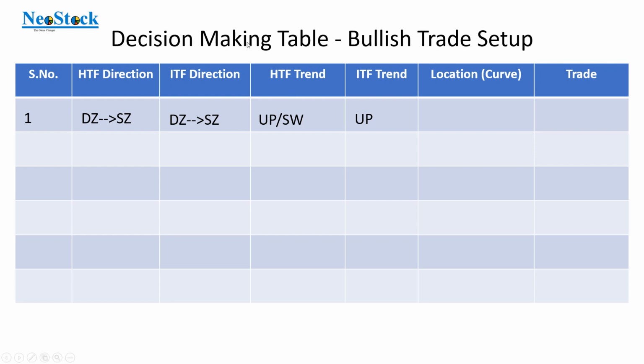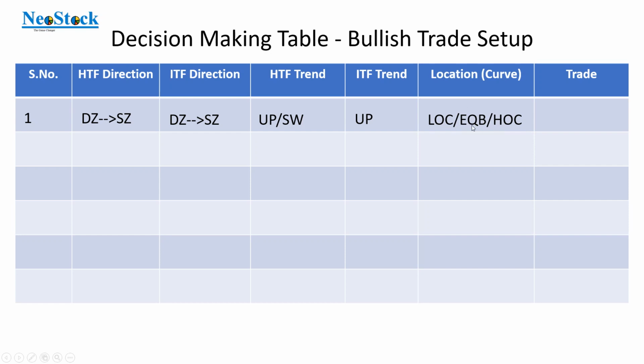That means in all these scenarios we are going to discuss, HTF trend should always be uptrend or sideways, and ITF trend should be uptrend. What about location? Here location we can ignore. Any location is accepted. We can take a trade in low on the curve, you can take a trade in equilibrium, or even you can take a trade in high on the curve. In any of these scenarios, we can take the trade. So that means location we can ignore. That's why I am saying either LOC or equilibrium or HOC, anything is okay, in any of these scenarios.